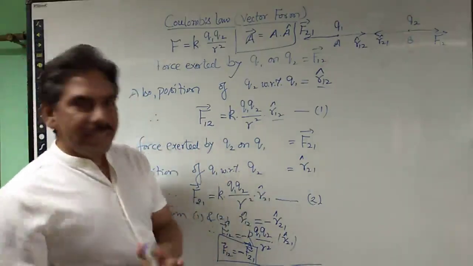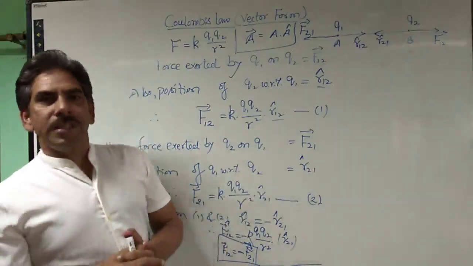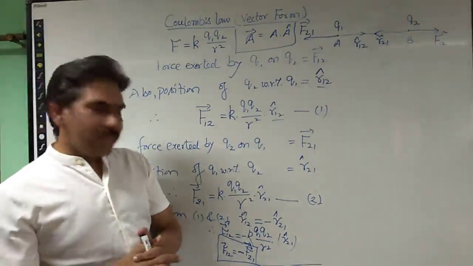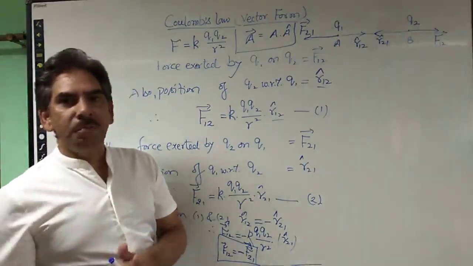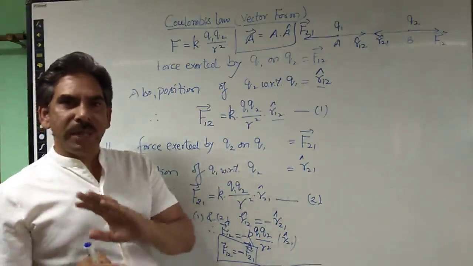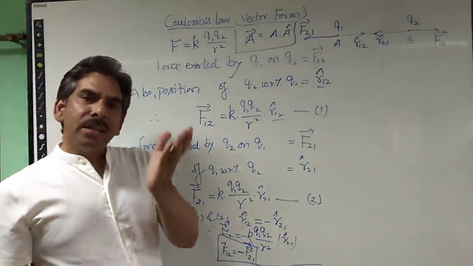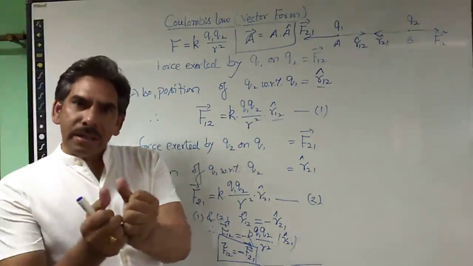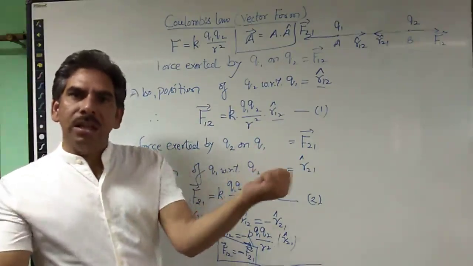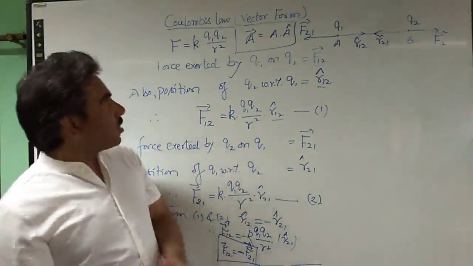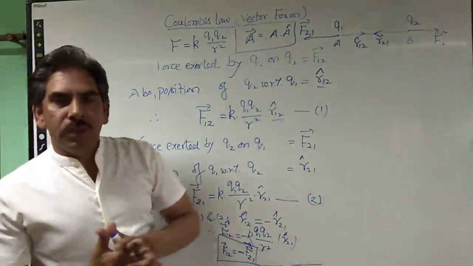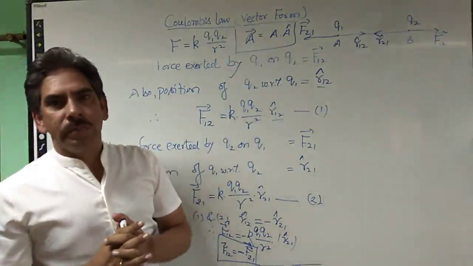So from here we can say that Coulomb's law always follows Newton's third law of motion, because the force exerted by one charge on the other is of the same magnitude as that exerted by the second on the first one, and in direction it is opposite to the earlier one. So this is how we represent Coulomb's law in vector form.